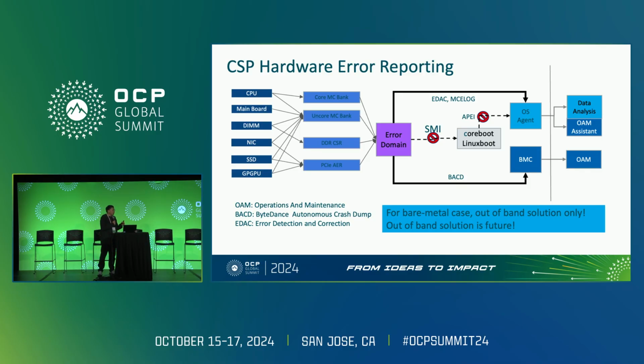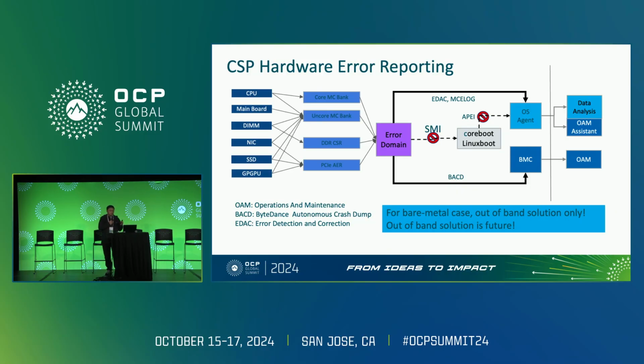So when any error happens in each device or module, all these errors will be recorded in these MCA banks. These MCA banks we call the error domain. This error domain we can report to the OS by in-band, from EDAC or mcelog, and also this error domain can report to the BMC by out-of-band packet. And we don't have any SMI or interrupt on the application processors.